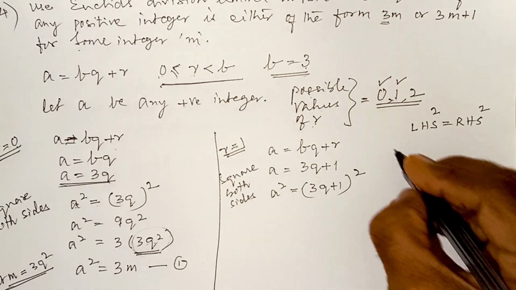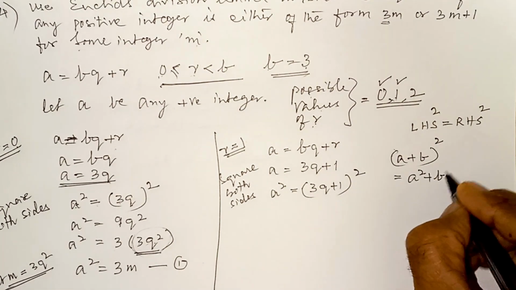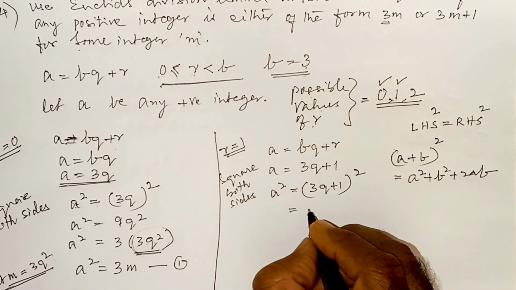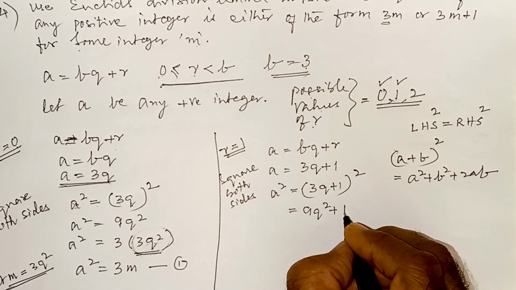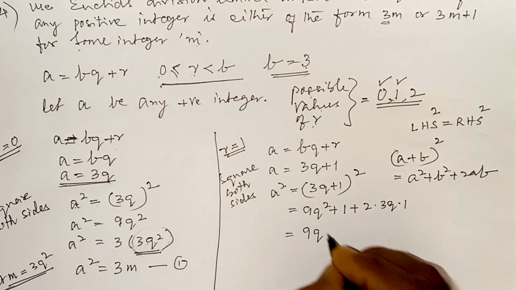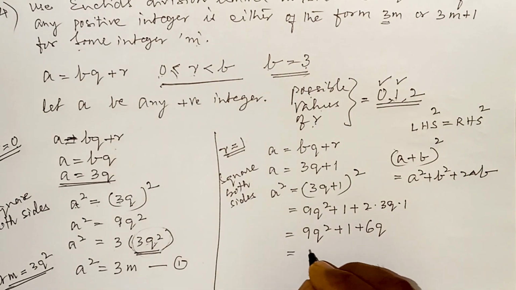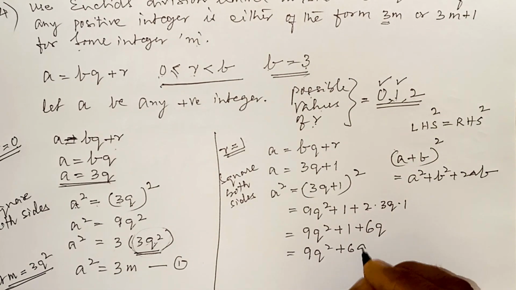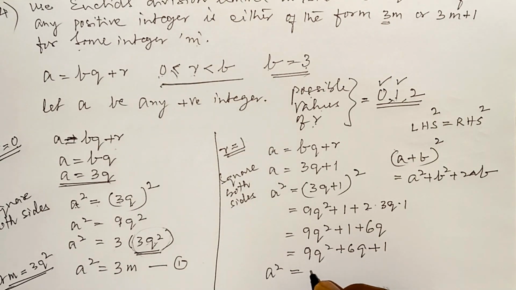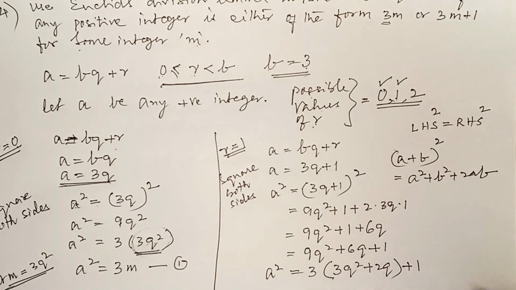Now this follows the identity a plus b whole square, which is equal to a square plus b square plus 2ab. Use this identity to solve this. This becomes 9q square plus 1 square, which is 1, plus 2 into 3q into 1, which is 9q square plus 1 plus 6q. Now put this 9q square and 6q together plus 1 at the last. Now a square is equal to, take 3 out, 3q square plus 2q plus 1.